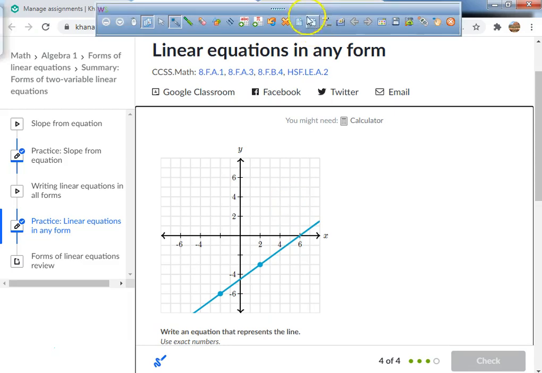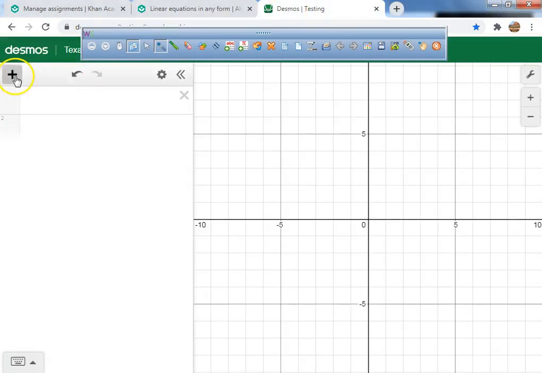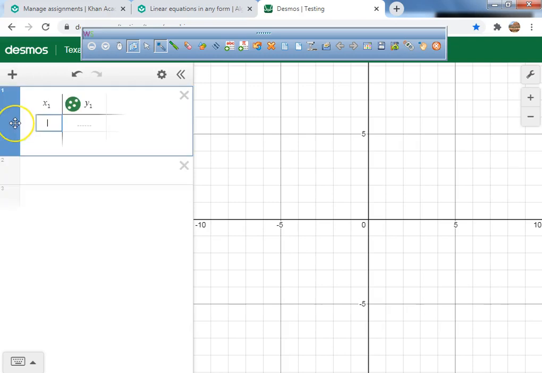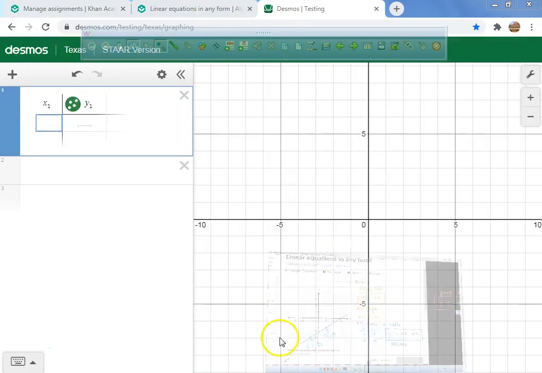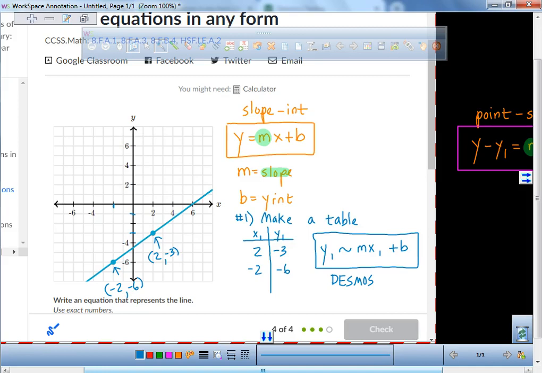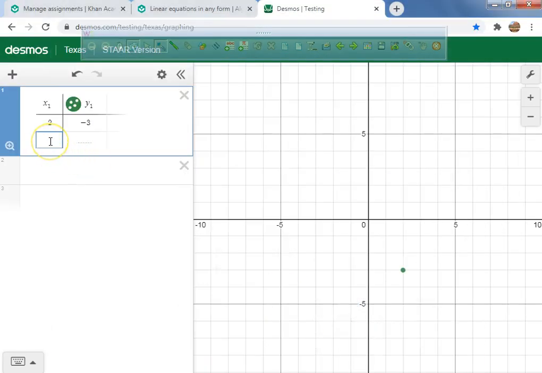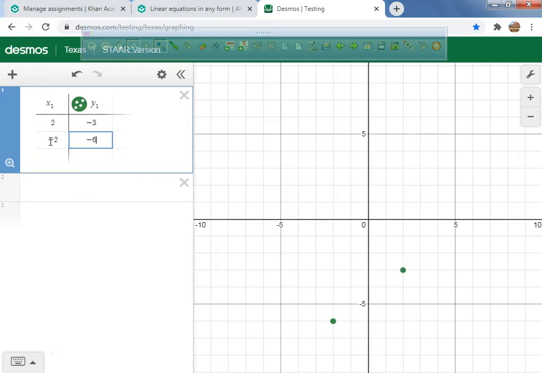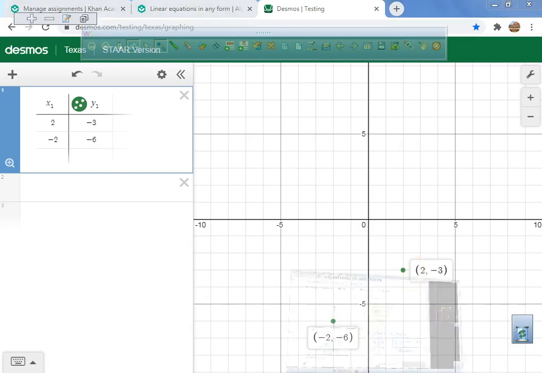Right here, everybody go to Desmos, hit the plus sign. We're going to make a table. So right now, make a table in Desmos with me. What are the ordered pairs that we are going to need once again? 2, negative 3. So type in a 2 and a negative 3. And what else are we going to have to use? A negative 2 and a negative 6. There we go. When you type it in, you can clearly see in Desmos where those ordered pairs are and whether you did it correctly. So you can see, oh yep, we got them.